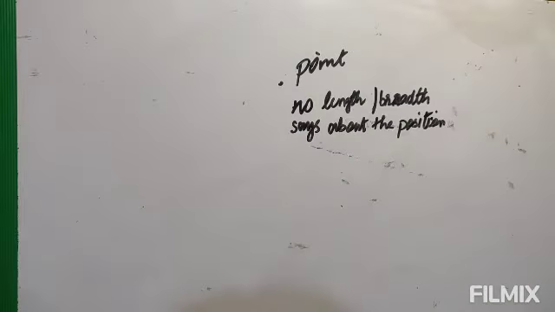It just says the position where it is, whether it is on the top or down or left side or the right side. A point just shows the position, which position it is in which place.